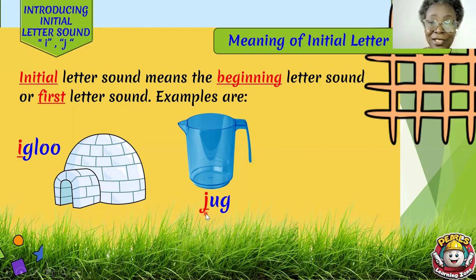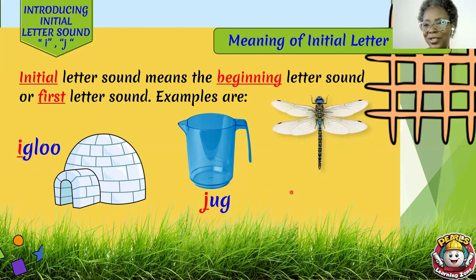It means that is what we're focusing on. And it is very important that we know the sound. So let's make the sound again. 1, 2, go. J. Again, J. Again, J. For jug. E for igloo. Great job. Let's go on to the third one.